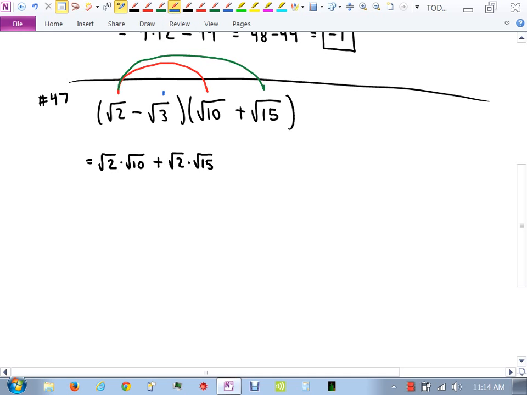Then I'm going to do the inside ones. Root 3 times root 10, but is it going to be positive or negative? Negative, because I'm doing a negative times a positive. So minus root 3 times root 10. And then my last multiplication, positive or negative? Negative again. Root 3 times root 15.